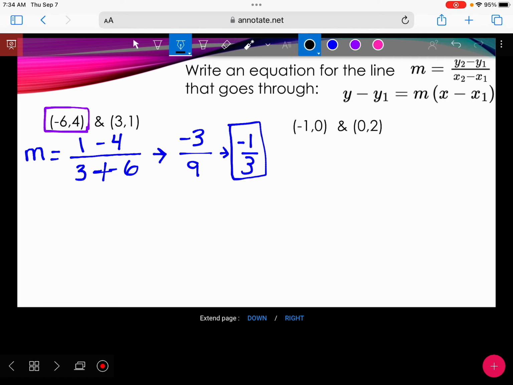So to build this equation, we do y minus the y value from that point. So we're going to minus 4 equals our slope of negative 1/3 times x minus negative 6, which becomes x plus 6. Questions on our slope or on this first point slope form?